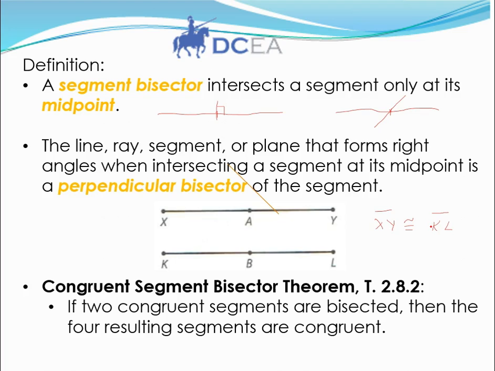And I'll say that XY is 6 overall. And so that means consequently KL would also be 6. If these segments are bisected, that would mean that XA is 3 and AY is 3 and KB is 3 and BL is 3. So these resulting segments are all congruent to each other also.